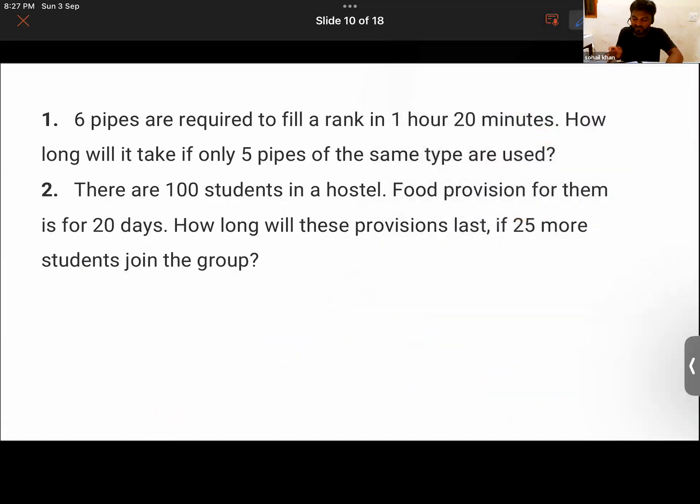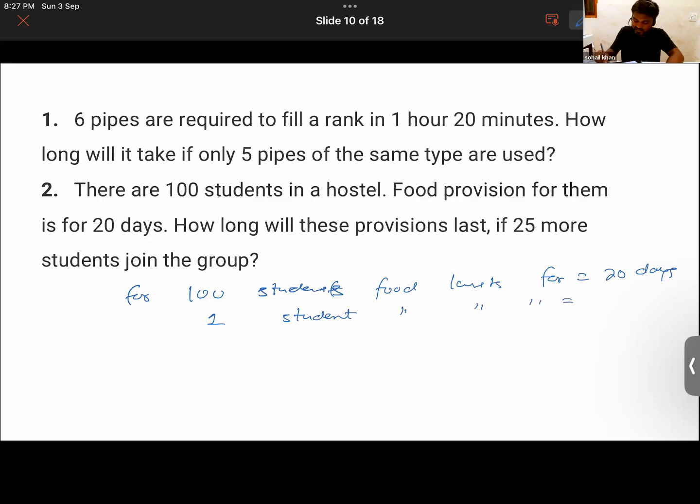So using the unitary method, let's try to solve it. For 100 students, the food would last for how many days? 20 days. Yes, Ahmed, Arham. Suppose there was only one student living in that hostel, then for him food will last for 20 into 100 days.